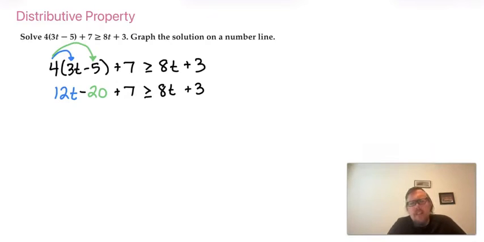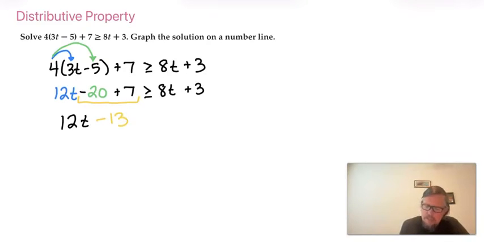So next is going to be combining like terms. And I've really only got 2 like terms I can combine in this step, and those are the negative 20 and the positive 7. That's going to give me negative 13. So really only 2 things to combine. That's okay.